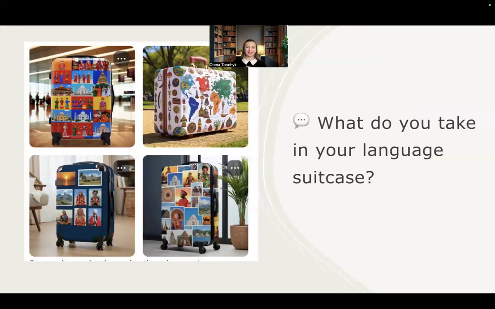Finally, my favorite activity is to use our suitcase, and every time we have a different suitcase. Today we have our language suitcase related to culture and their self-representation. So I would ask them, what do you take in your language suitcase? And again, students will reflect.